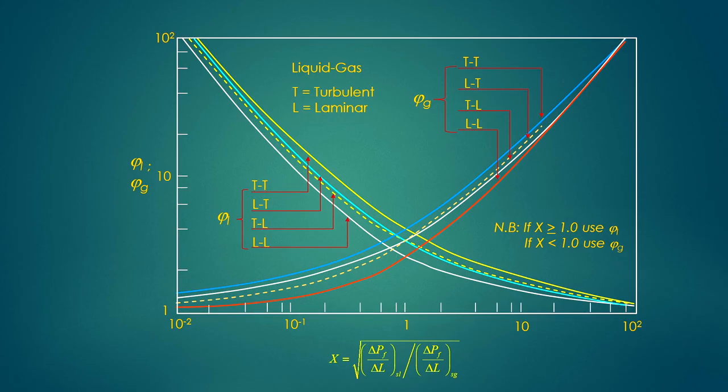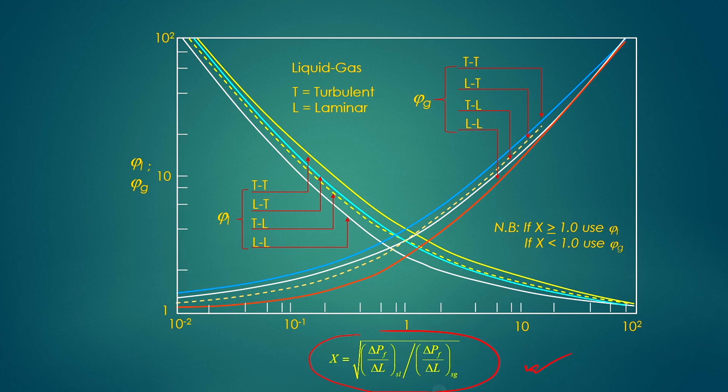Now, we are talking about the frictional multiplier, which is a function of the Lockhart-Martinelli parameter. You will see how they are related. If you increase the X value, that means the frictional pressure drop of the liquid will be increased, then you will see that phi L will be increasing, whereas phi G will be decreasing, when the frictional pressure drop will be lower based on the liquid.